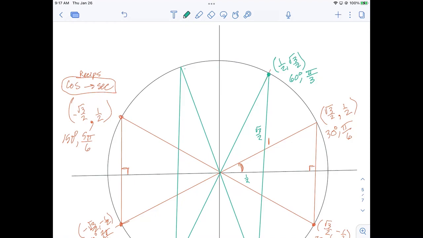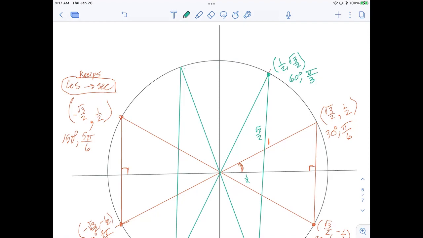Not quite. Tangent is y over x. And the 2's in the denominator will divide out. Square root of 3, right? Excuse me. It's square root of 3 over 1, which is square root of 3. That's right.